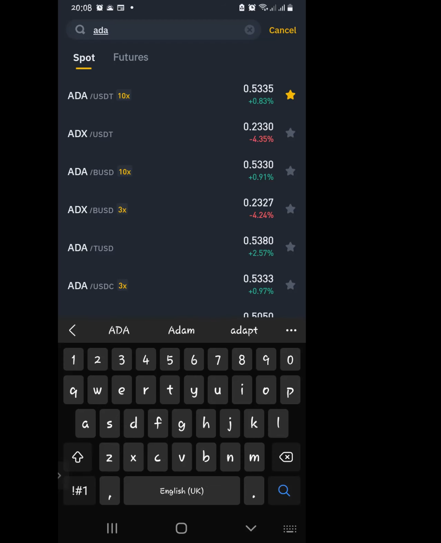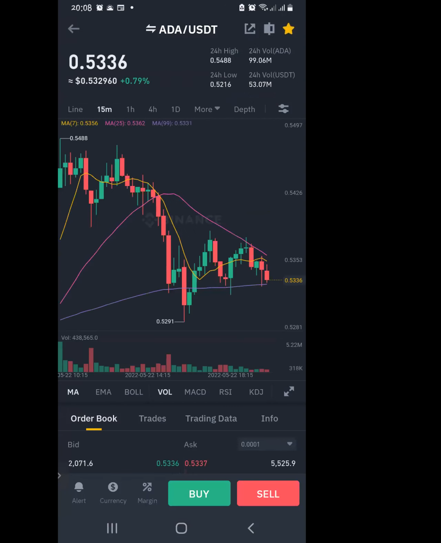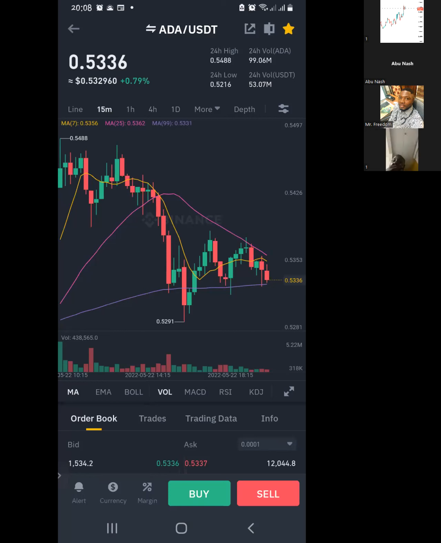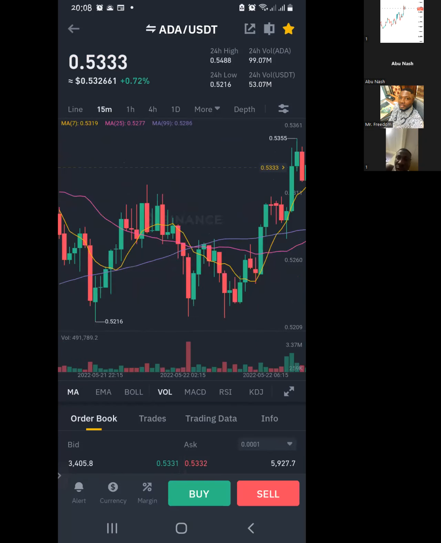So we select ADA. Remember, we are using the market approach. When you go to markets and search for the coin you want, this is how it comes up. It allows you to read the chart, so if you are good at technicals, you can read the chart immediately before you set up your trade.